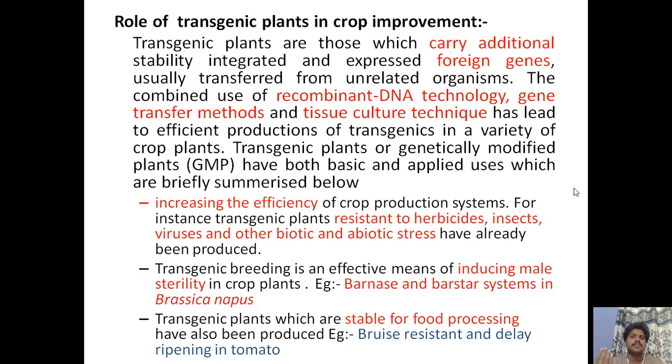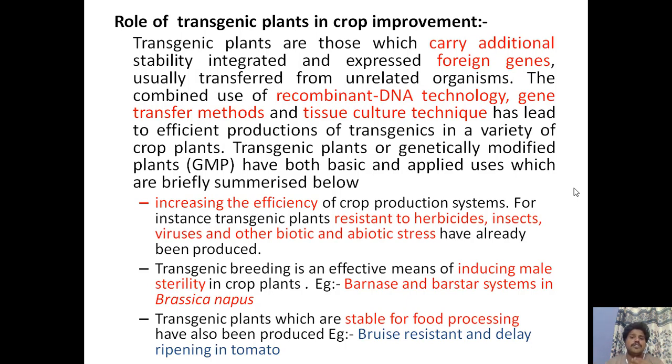Then the role of transgenics in crop improvement. These transgenic plants carry some additional foreign genes which are transferred from unrelated organisms. The combined use of recombinant DNA technology, gene transfer methods, and tissue culture techniques has led to efficient production of transgenics in a variety of crop plants. These transgenics, also called genetically modified plants or GM crops, have both basic and applied uses. We quickly look at in what ways they have been useful.